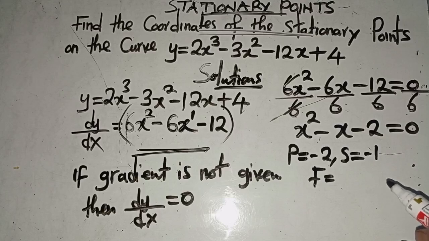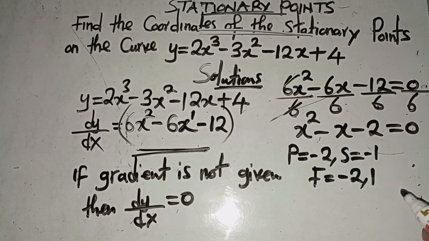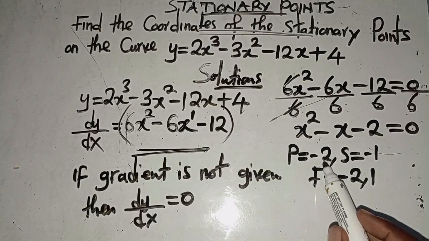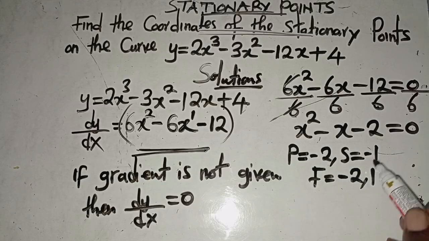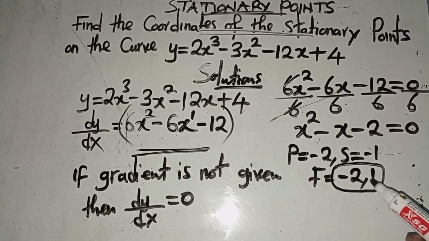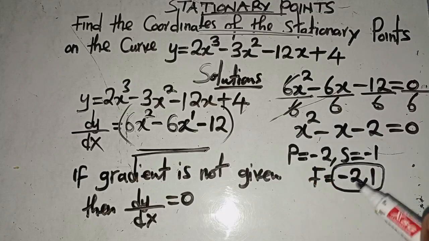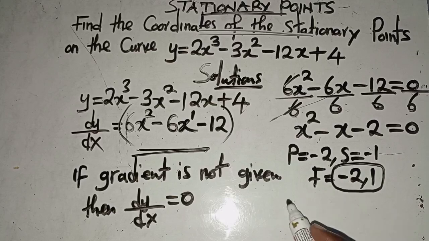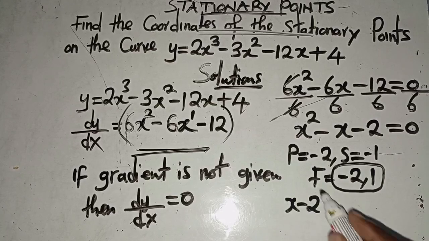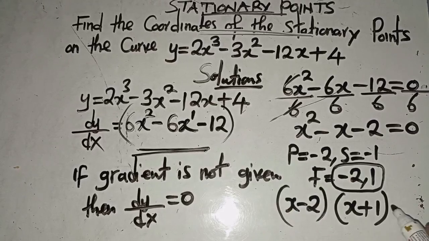What are those numbers? -2 and 1. When you multiply this, -2 times 1, you get -2. When you add, you are going to get -1. So these ones are the factors. Since the coefficient of x squared there is 1, I'll just go direct. This is (x - 2)(x + 1), which is equal to what?